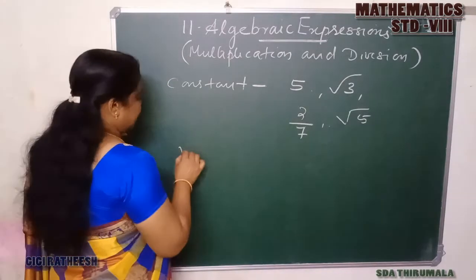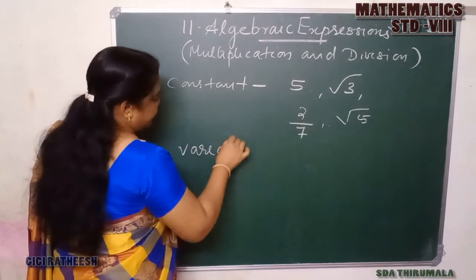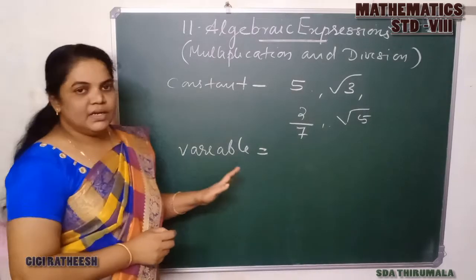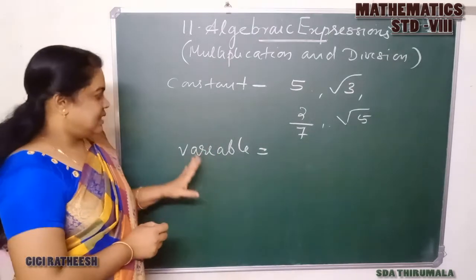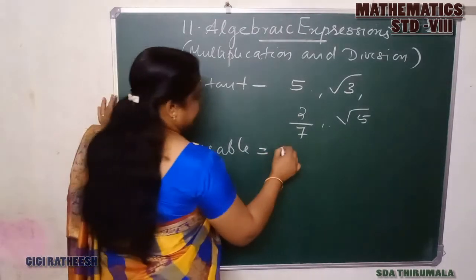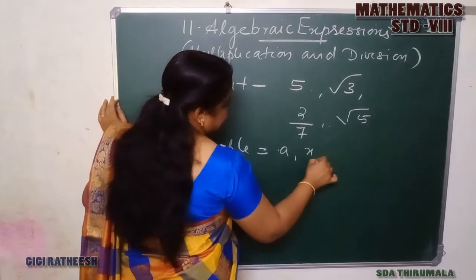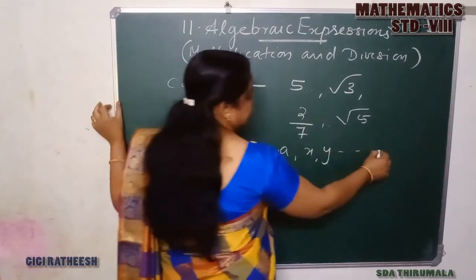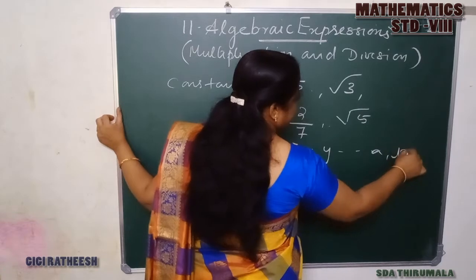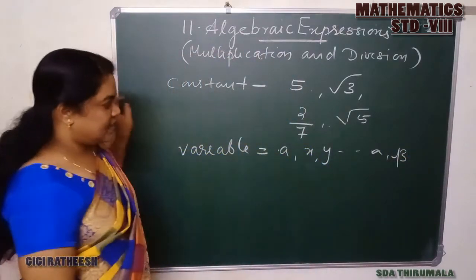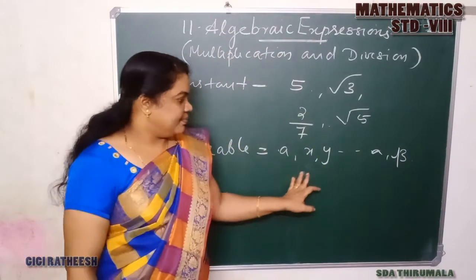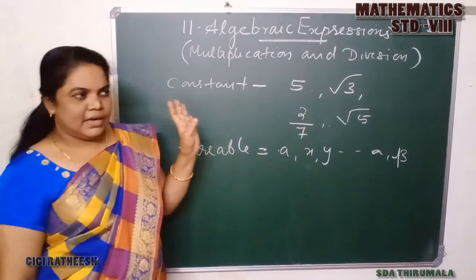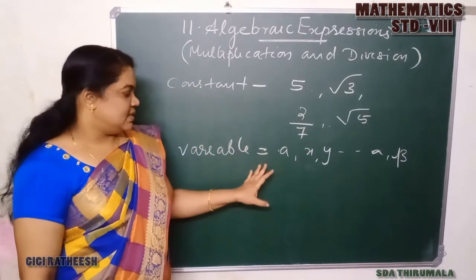And a variable is a symbol which does not have a fixed value. A variable is a, x, y, etc. These alphabets are called variables, and also alpha, beta are all variables. Any alphabet we can choose as a variable.